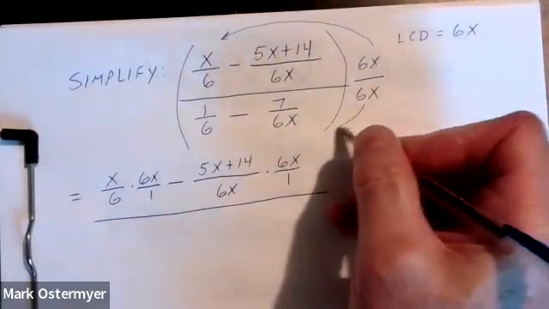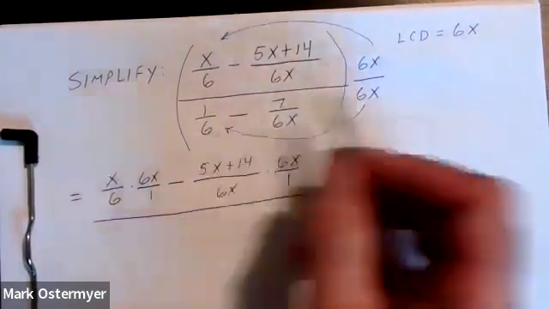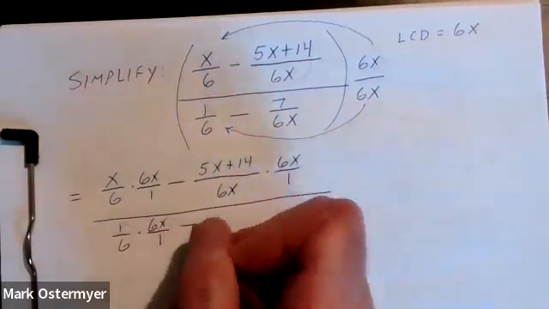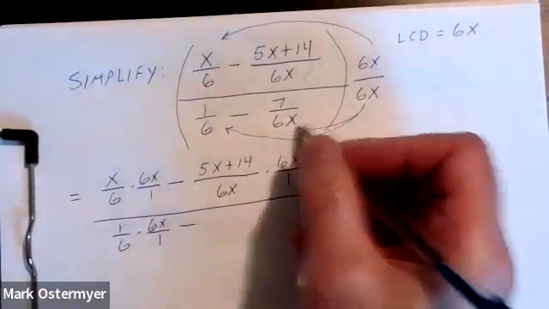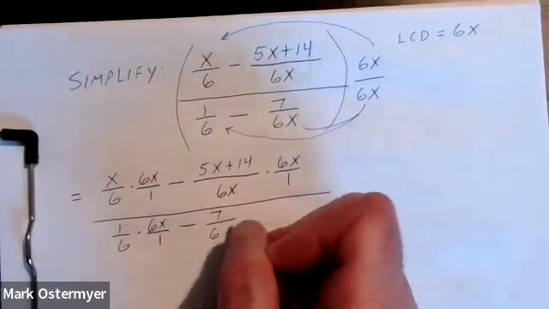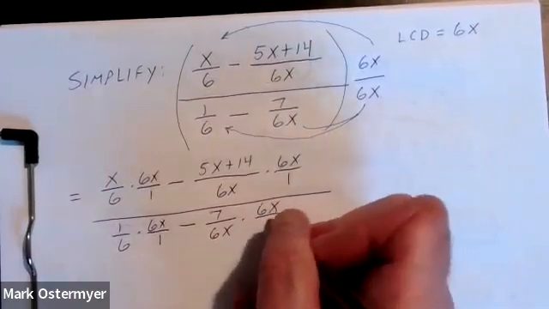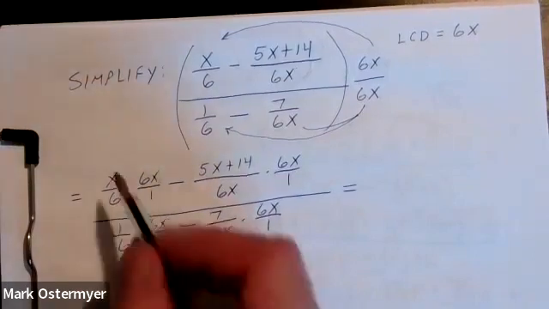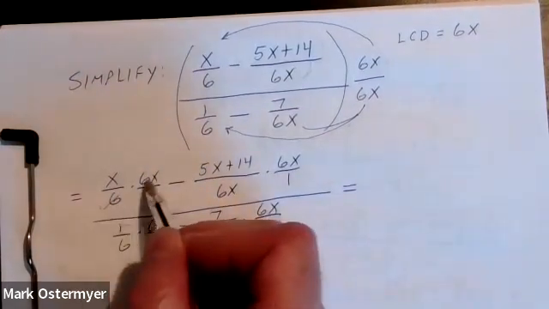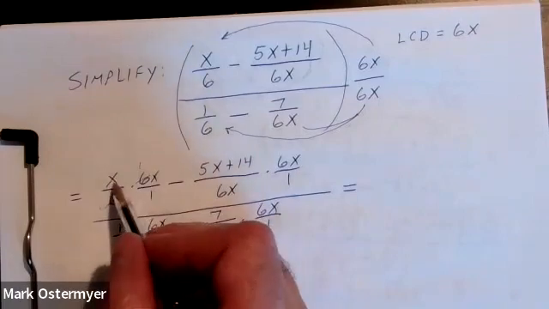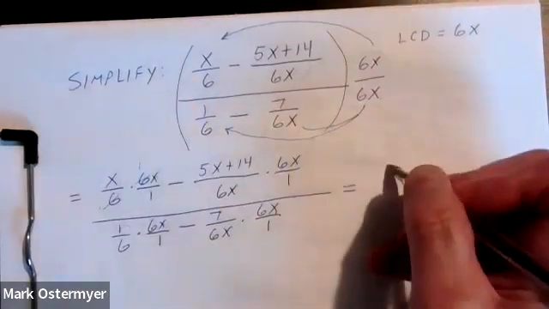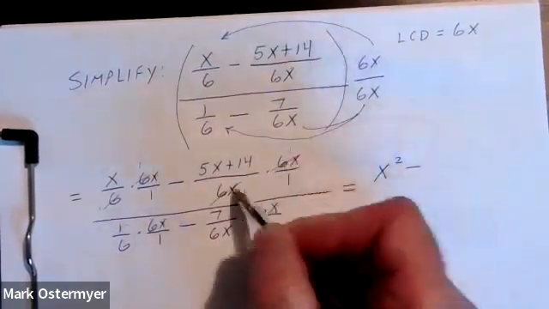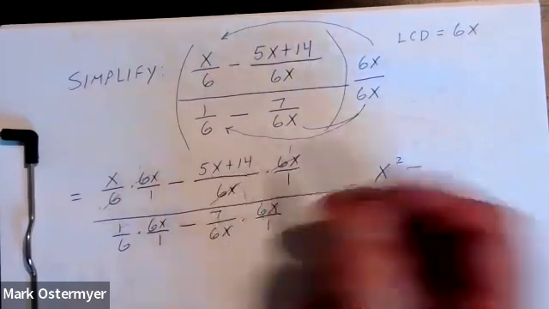Downstairs in the denominator, this 6x will distribute into both these fractions. So I'm going to have 1 over 6 times 6x. And I'm going to have 7 over 6x times 6x. Right here, we have x over 6 times 6x. We can cross cancel. The 6 divides into itself once, divides into 6 once, and we're left with x times x, or x squared. Here, the 6x's cross cancel out to ones, leaving you with minus 5x plus 14.